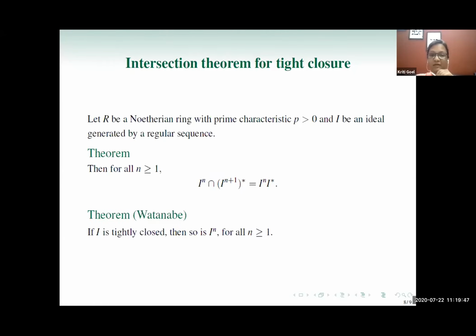And as a consequence, we have this theorem by Watanabe, suggested to us by Watanabe. And it says that, under the above restrictions, that we have a Noetherian ring, prime characteristic p, ideal I generated by a regular sequence, then the ideal I being tightly closed implies that all its powers are also tightly closed. So we use these two results and prove the main theorem, which is as follows.